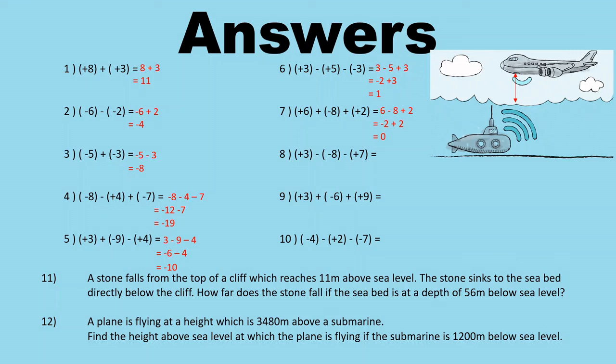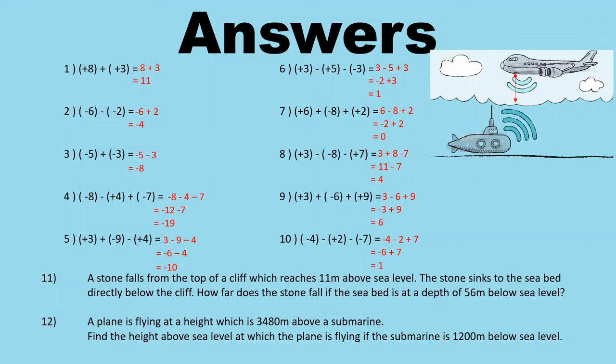Question 8, 3 plus 8 minus 7. That's 11 minus 7, which is 4. Number 9, 3 minus 6 plus 9 is negative 3 plus 9, which is 6. And question 10, negative 4 minus 2 plus 7. That's negative 6 plus 7, which is 1.